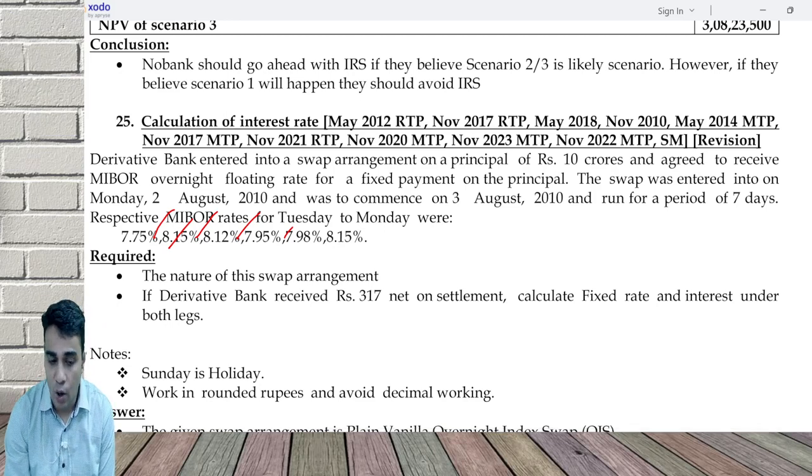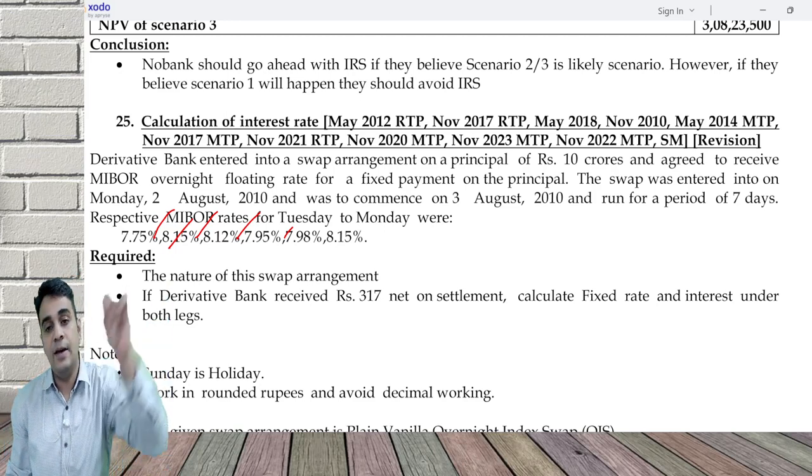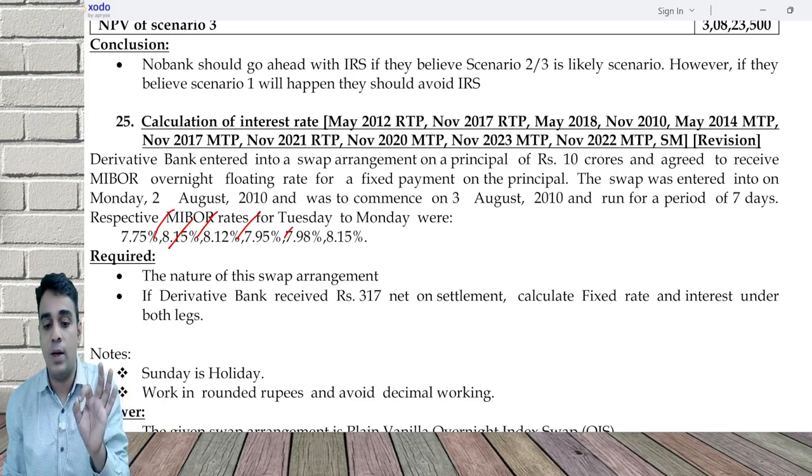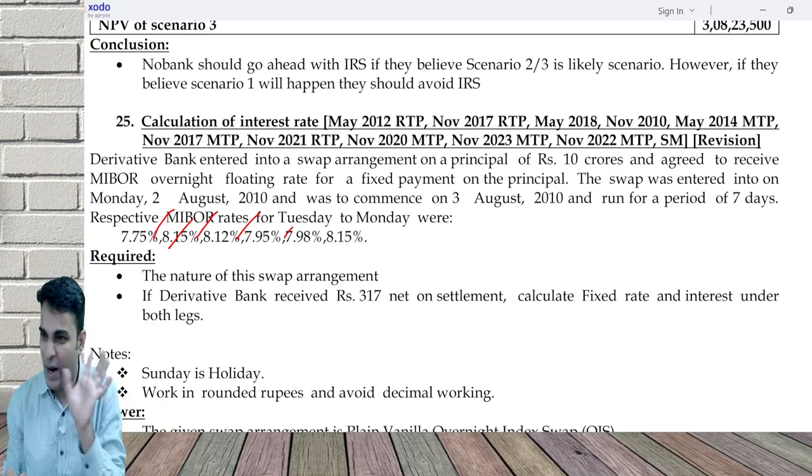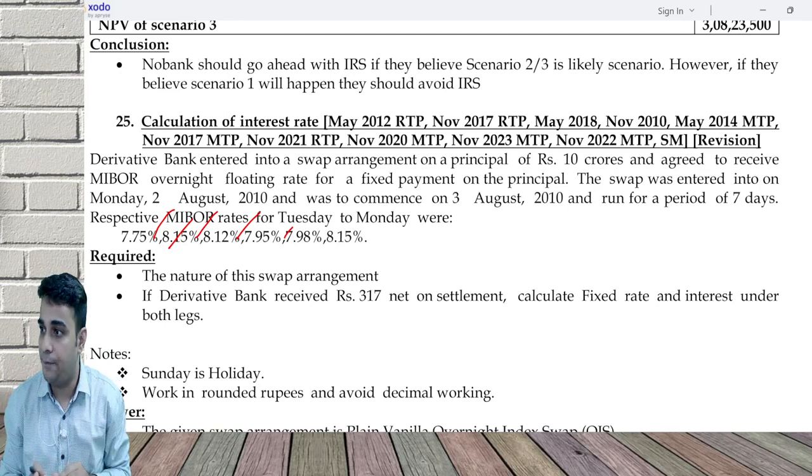What is the swap arrangement? The swap arrangement is called an overnight index swap. You can call it a plain vanilla overnight index swap. Now let's understand how the working will happen. The fixed rate guy will pay 10 crore into one rate into 7 by 365.